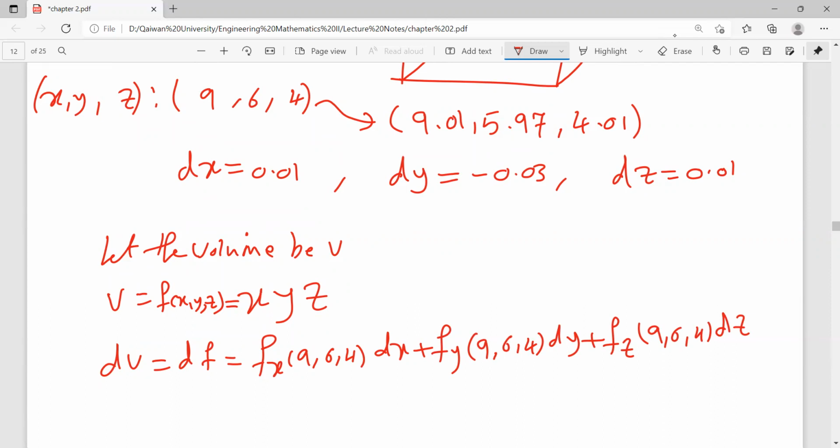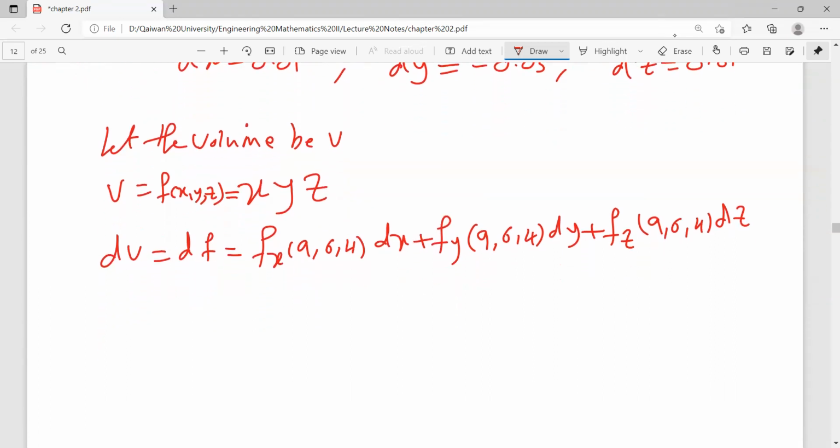We have the equation. The equation is x times y times z. Let's find f sub x, f sub y, and f sub z. Here, f sub x is yz. F sub y is xz, because here we take the derivative of this function with respect to each variable. If we take the derivative with respect to y, x and z are constant, and the derivative of y is 1. We get only xz.